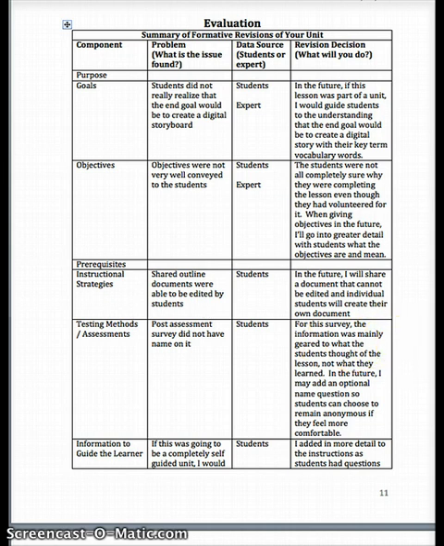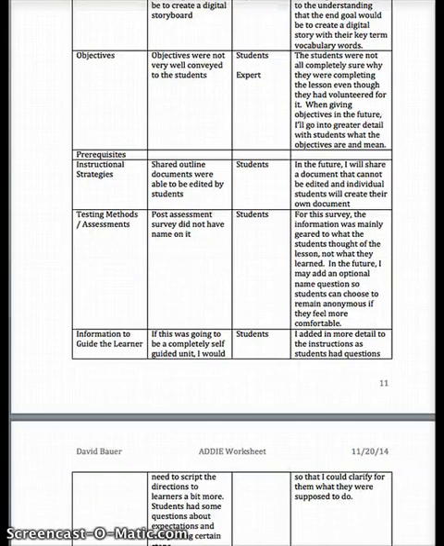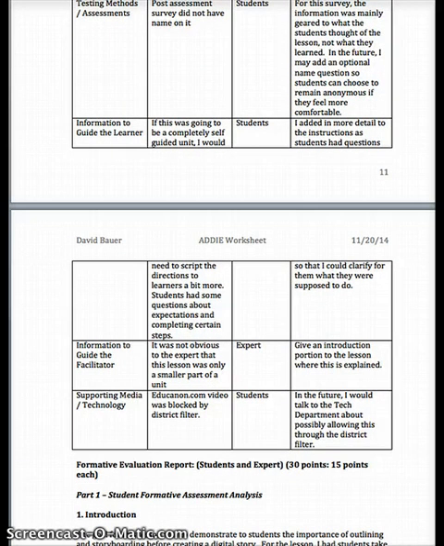One other change that I noted that I've already kind of talked about was my post-assessment survey. Again, I don't know if I would put a name with that in the future or not, because I did feel like I got some very open responses with students not having their names associated with those. One of the feedback that I also got from my expert was information to the facilitator as well. It wasn't really obvious to the facilitator exactly why the students were completing this lesson, or that the lesson was a smaller part of a bigger unit. And so that's one of the things that I would change in the future as well.